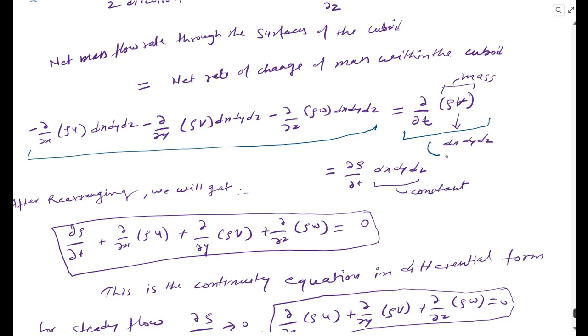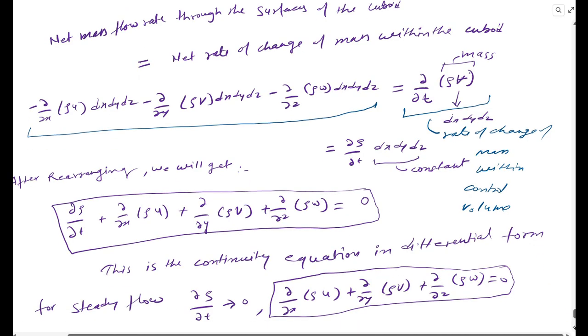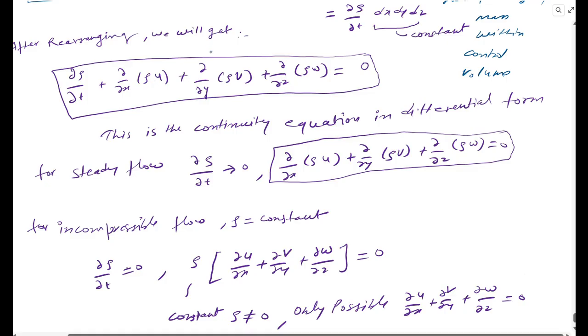This is the rate of change of mass within the control volume. If we rearrange this, we will get this. This is the continuity equation in differential form.